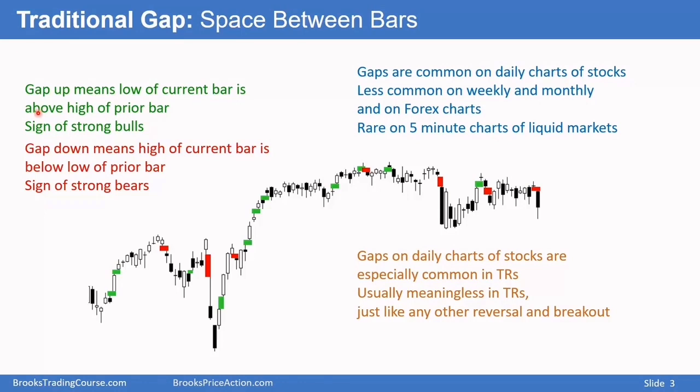Gaps on the daily charts of stocks are especially common in trading ranges, and they're usually meaningless in trading ranges. They do not have any predictive value. Most breakouts in trading ranges ultimately reverse, and therefore a gap in a trading range has no predictive value. We have a gap up, a gap down, a gap up again. They have no predictive value. They're meaningless.